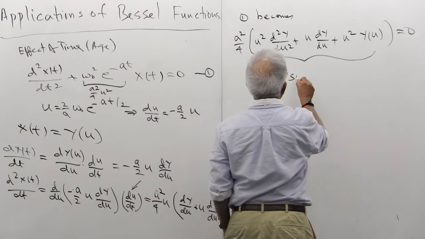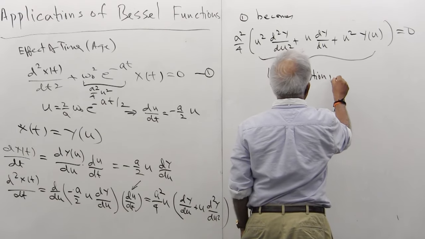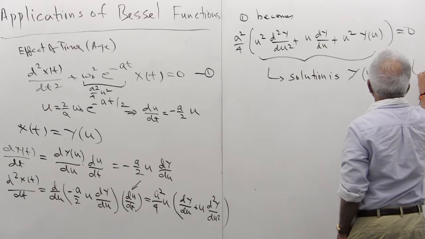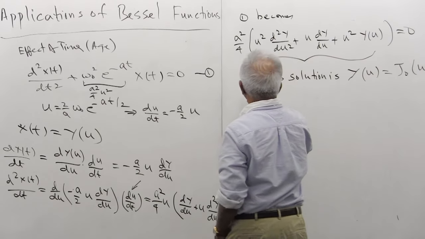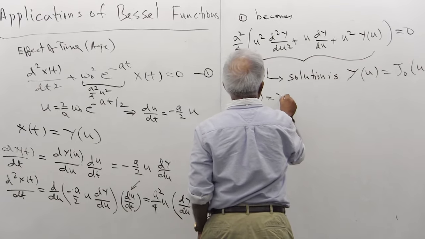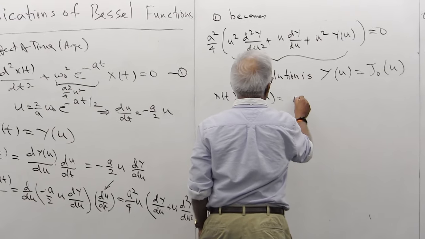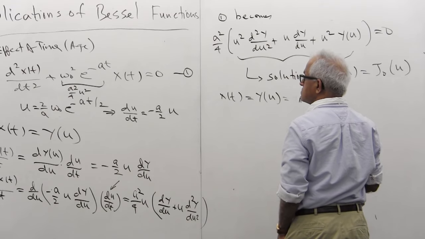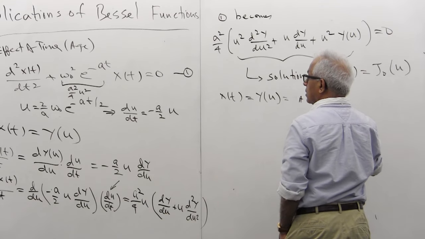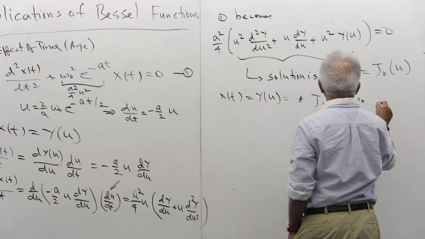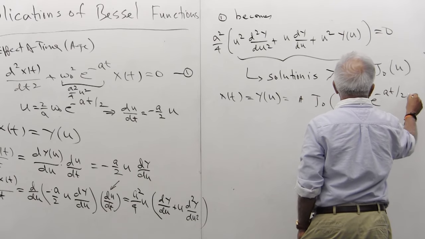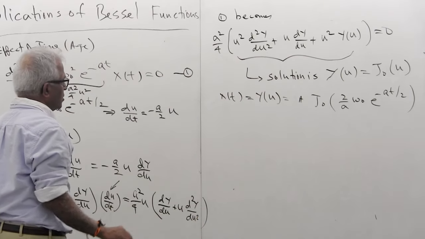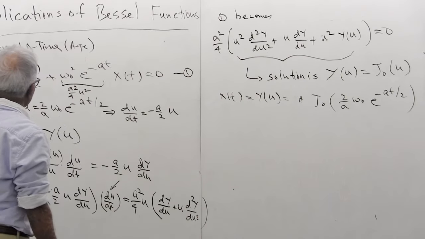So the solution is, when there is aging involved, x of t, which is y of u, is some constant times J naught of u, where u is 2 over a, omega naught e raised to minus a t by 2. Now you can decide these constants etc. by initial conditions, but this is the general result.